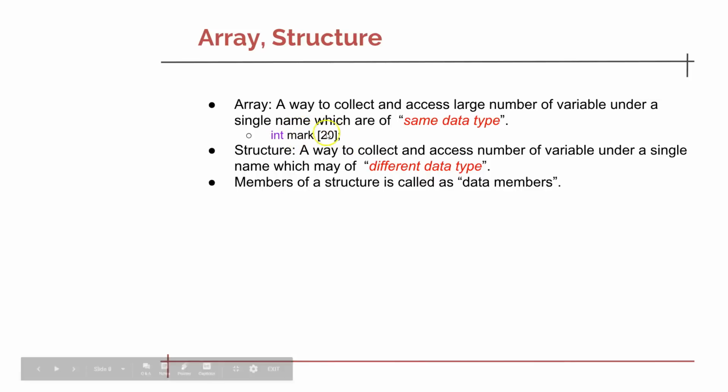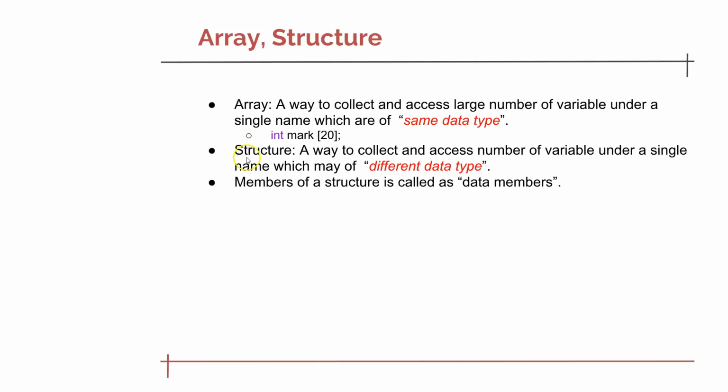Just by using this array with the name mark, you can store 20 different marks in this single variable. If you are not using an array, you will have to declare 20 individual integer variables, something like mark1, mark2, etc. But just by using an array, you are able to store or access a large number of variables under a single name.